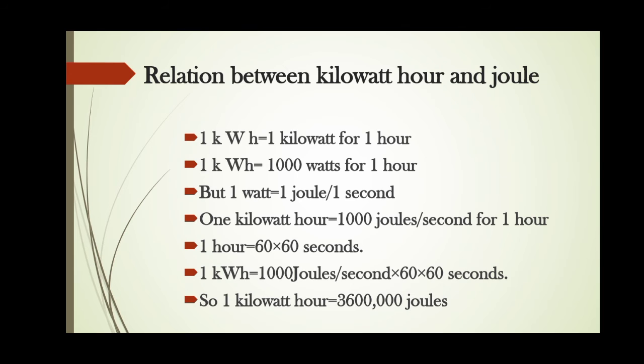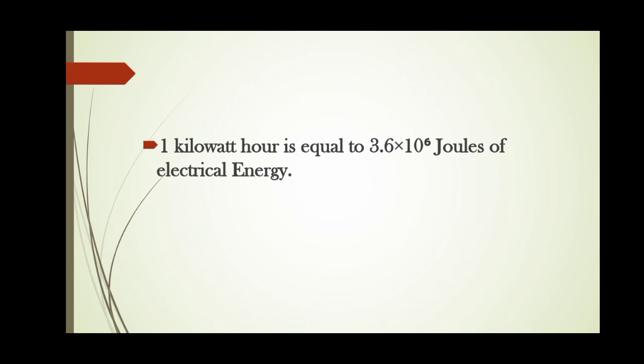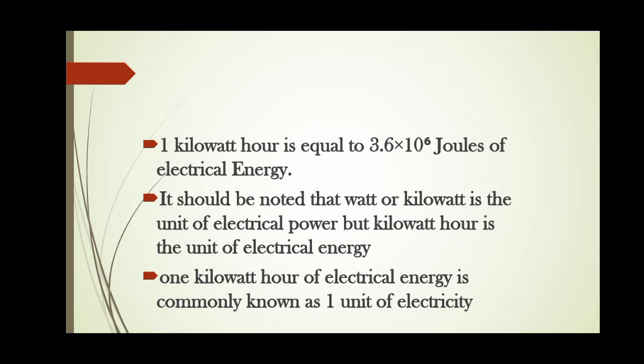That is, 1 kilowatt hour is equal to 36 lakh joules. That is, 1 kilowatt hour is equal to 3.6 into 10 raised to 6 joules of electrical energy. It should be noted that watt or kilowatt is the unit of electrical power but kilowatt hour is the unit of electrical energy. 1 kilowatt hour of electrical energy is commonly known as 1 unit of electricity.